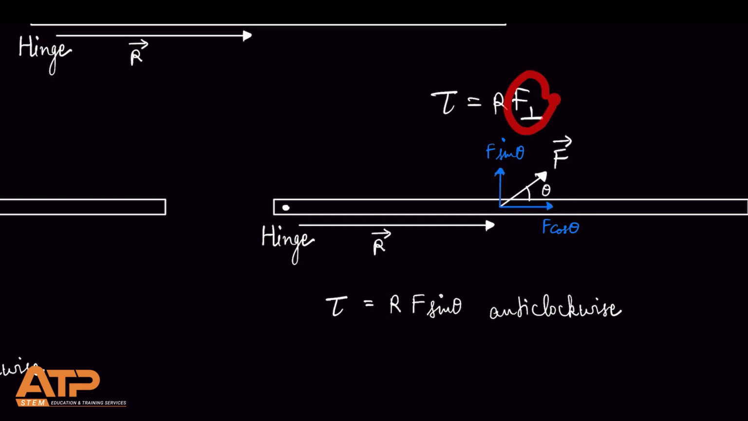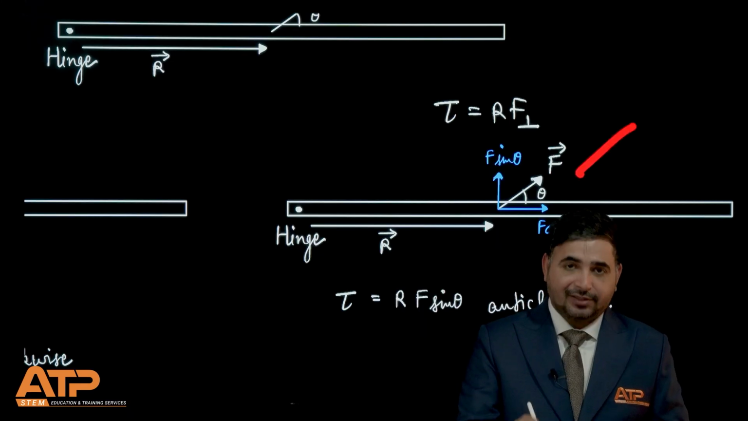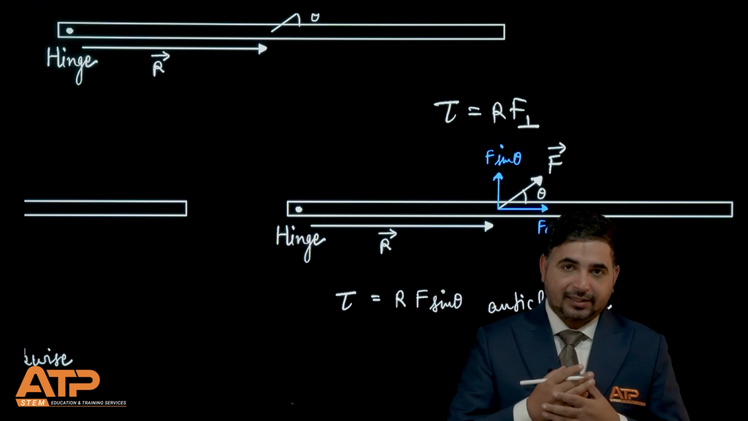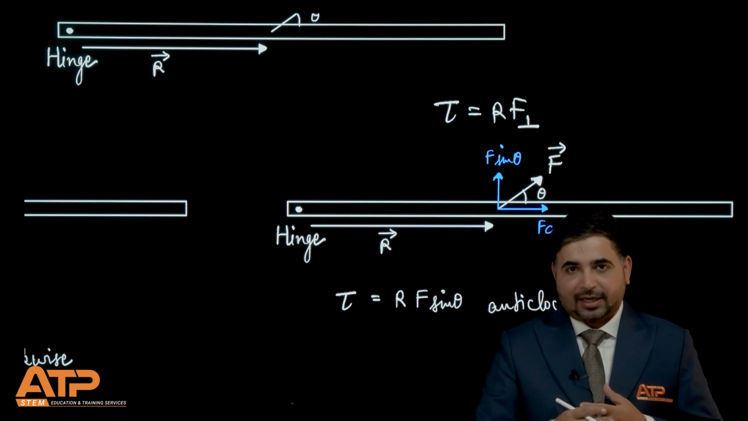So F perpendicular will simply be F sin theta, torque is RF sin theta, once again anti-clockwise about this hinge. Of course, this is much faster, right? But that won't always be the case if you are writing any competitive exam. Now let us look at a very simple example for balancing the torque.